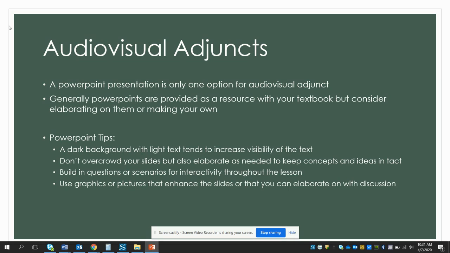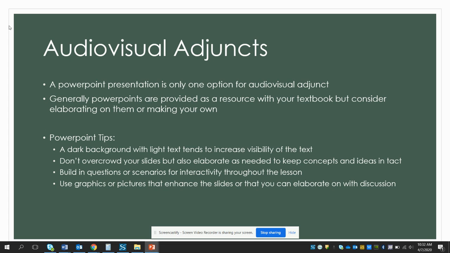Looking at audio-visual adjuncts, a PowerPoint presentation is only one option for an audio-visual adjunct. So generally, these PowerPoints are provided as a resource with your textbook, but consider elaborating on them or making your own. Most textbook manufacturers will provide one if not two sets of PowerPoints to go along with your learning material, but they're often kind of vague, and so either you need to elaborate on those while you're talking about them in class, or you need to add more material onto them.